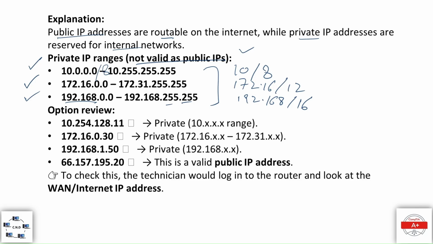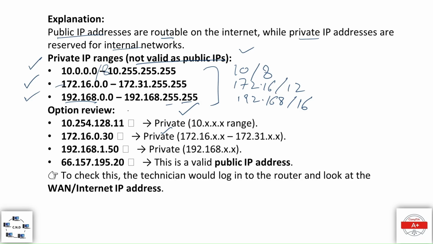So the options were 10.254.128.11. So this is in this range. That's why it is a private IP address. 172.16.0.30. Again, this one is in this range. So this is also a private IP address.